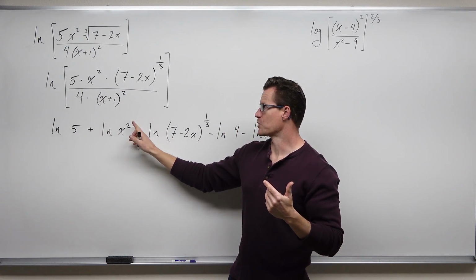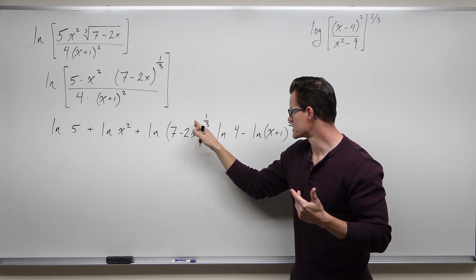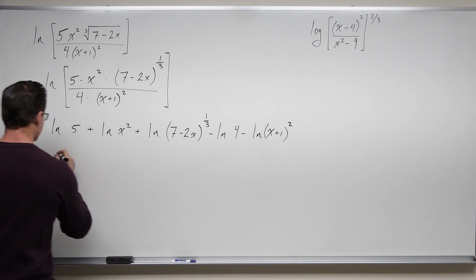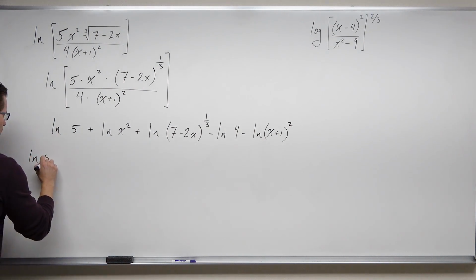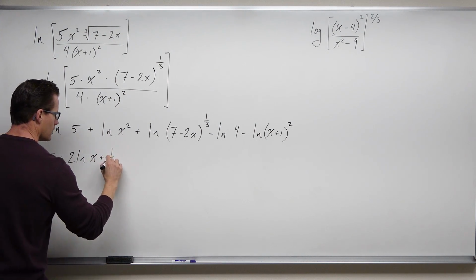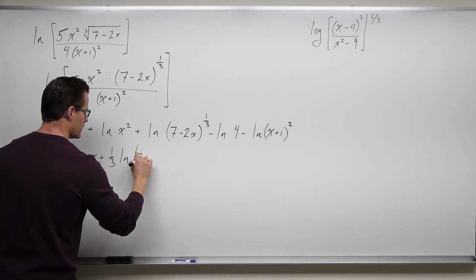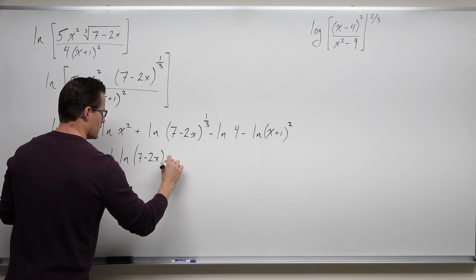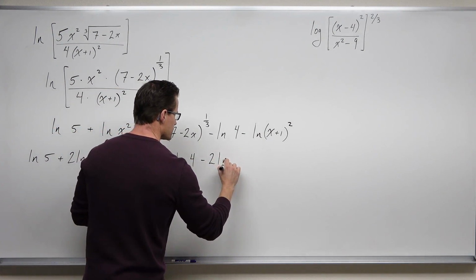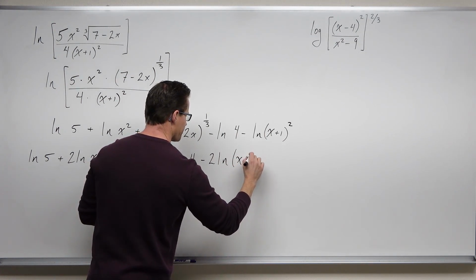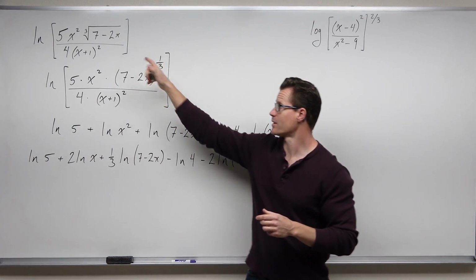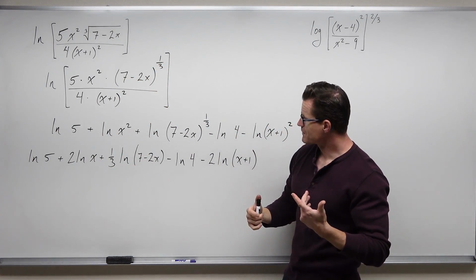But this has an exponent. We can move that to the front as a coefficient. So does this one, and so does that one. This you can't expand. We're done. That's as much as we can expand out of this logarithm. That's a lot of them. That's, what, 5 different logarithms.